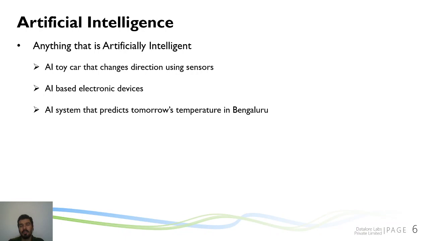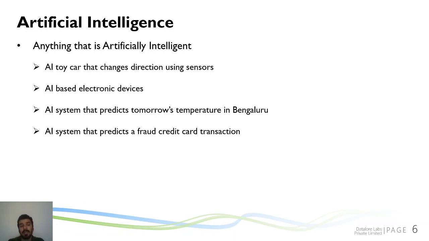Now coming to some slightly more complicated examples. For example, you have an artificial intelligence system that predicts what the temperature in Bangalore will be tomorrow, right? In this case, the system is intelligent. It looks at historical data and tries to predict what will happen to the temperature in Bangalore tomorrow, right?